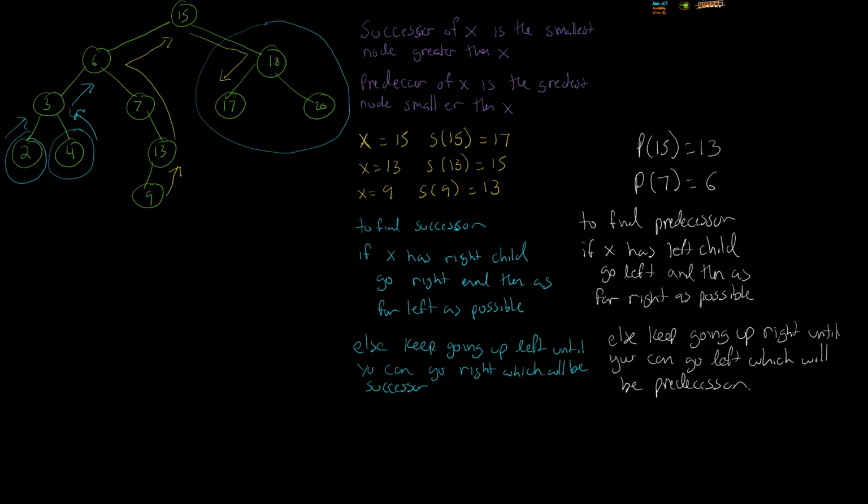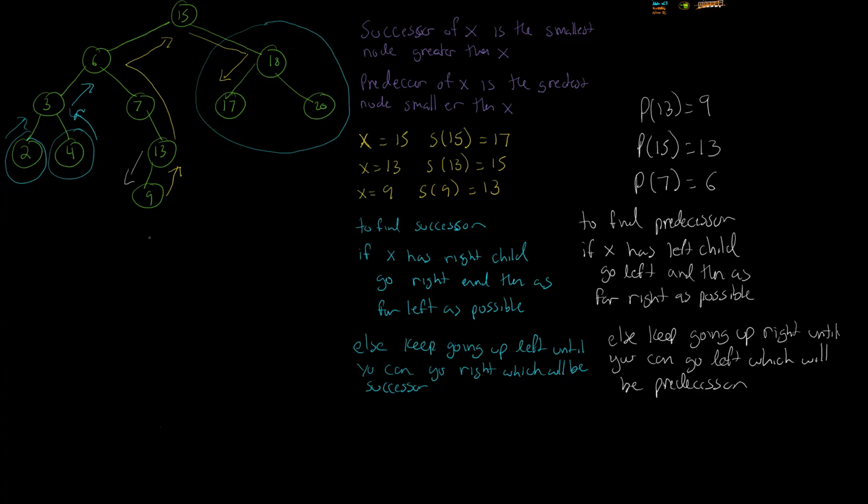Let's look at 7. I'm going to keep going up right until I can go left. For 7, I can go left immediately, I don't have to wait till I go right. So I go up left and I get to 6. Now let's find the predecessor of 13. We know the predecessor of 13 is 9. Does that work? If X has a left child, then go left and then as far right as possible. We go left to get to 9, and go as far right as possible. We can't go anymore. So that works too.